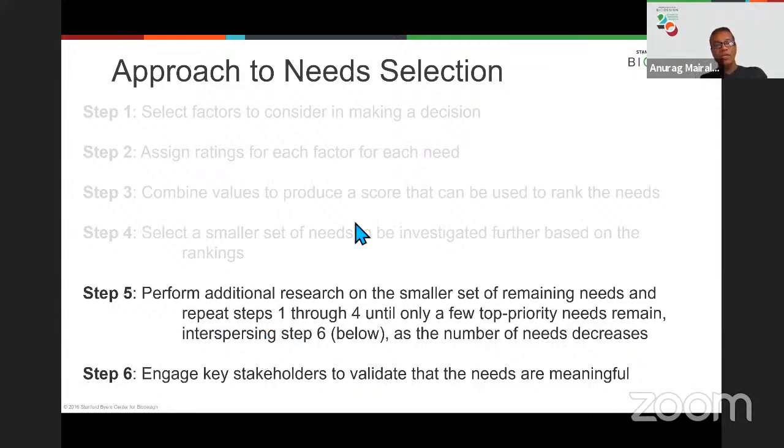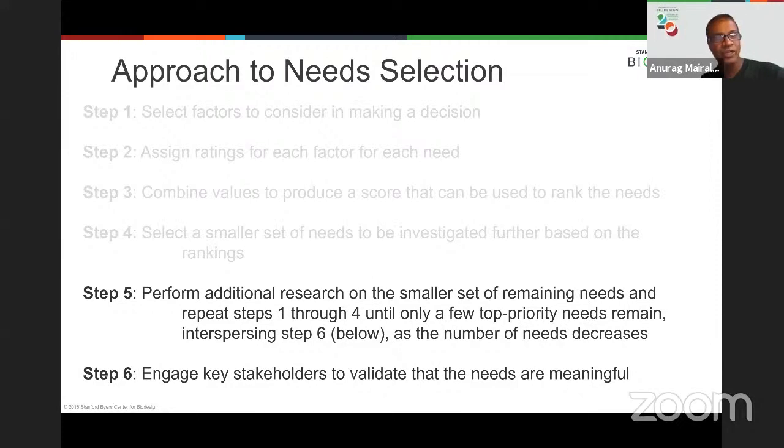Okay, so we just talked about coming up with need statements. We talked about having lots of them, and then finding a way to select those needs. And once you've done that initial need selection, for the final set of needs, you want to do additional research and iterate on that, and validate this with key stakeholders until you have said, I have got it.